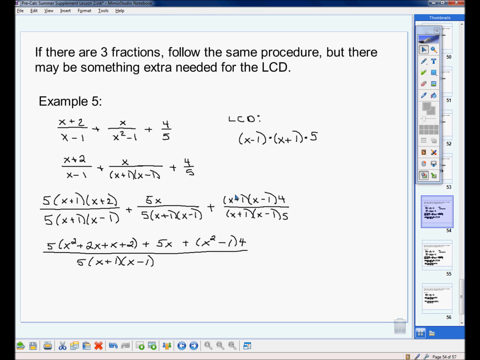If you need to multiply out the long way, first, outer, inner, last, go ahead and do that, and you're still going to get x squared minus 1. Then you need to do another simplifying step. We're going to distribute this 5, and we're going to distribute this 4. So what you really ought to do is anticipate that.